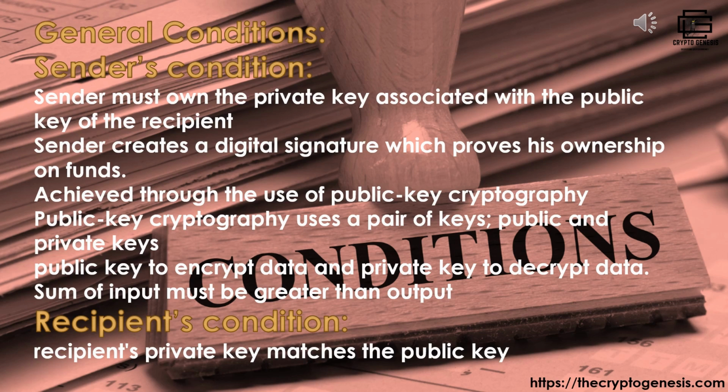The private key, on the other hand, is used to decrypt the data. Now we have the recipient condition. For the recipient to receive the cryptocurrency, they must have the private key that corresponds to the public key provided to the sender. This is important because the recipient needs to be able to decrypt the message you send, and this can only be done using their private key. If the private key doesn't match the public key, the decryption process won't work.